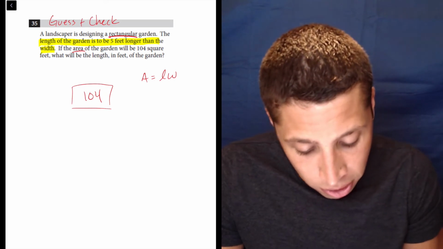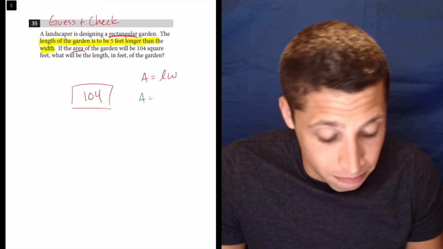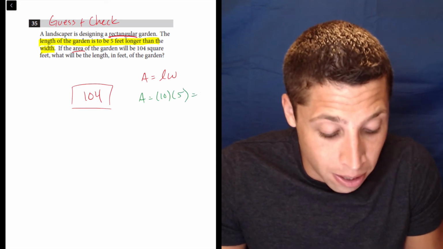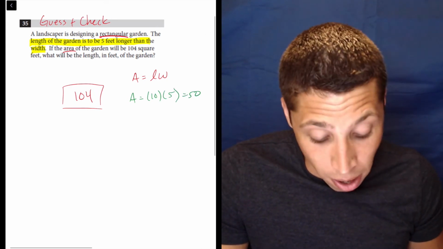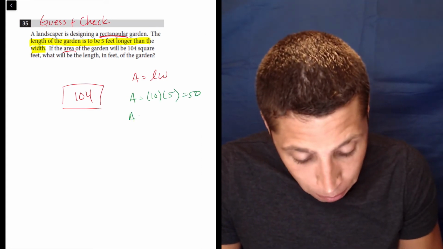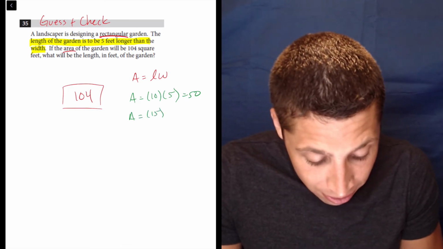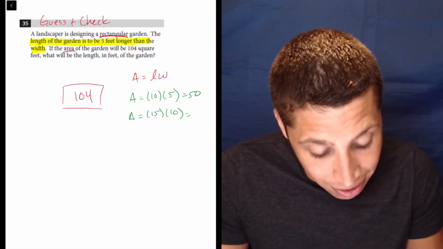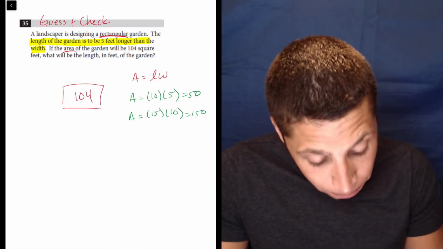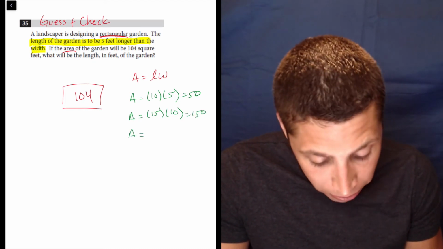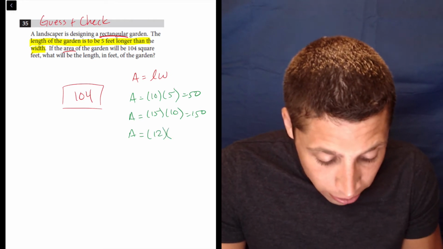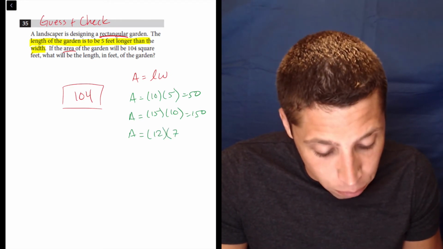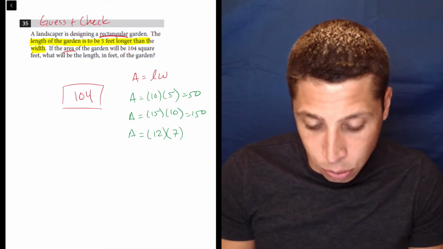Let's start with, I don't know, we could do something really stupid. 10 times 5, we know that's only 50, so that's way off, right? So we can up it a little bit. Let's do 15 times 10, right? The length is still 5 feet longer than the width. Well, that's 150. That's too far. So just work your way towards the middle. How about 12, and 12 minus 5 would be 7. And 12 times 7 is 84.